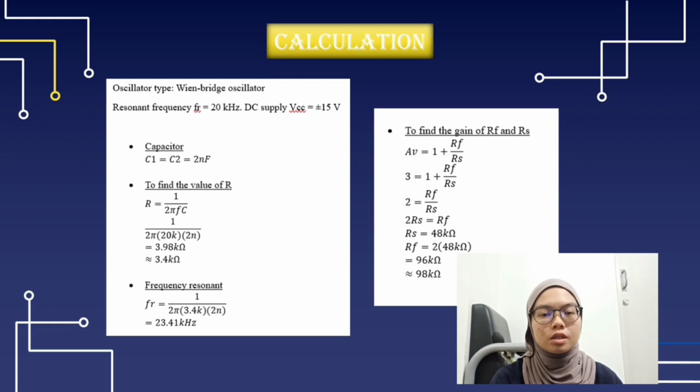The resonant frequency that we get by using the 2 nanofarad capacitor and 3.4 kilo ohm resistor is 23.41 kHz. Lastly, we calculate the gain for the RF and RS resistors, where RS is 48 kilo ohm and RF is 2 times RS, so RF is 60 kilo ohm, but we use a 90 kilo ohm resistor in our simulation.